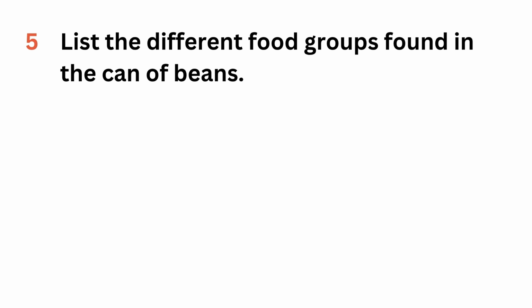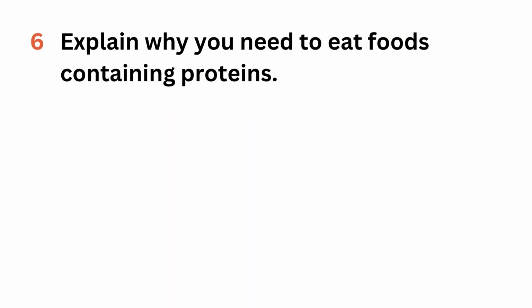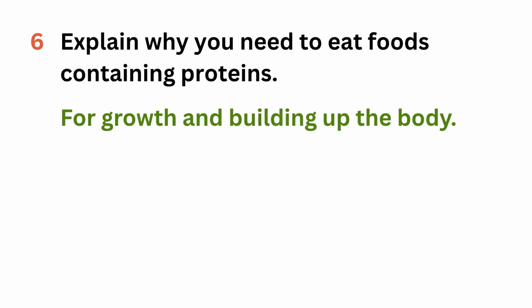Challenge. Question 5. List the different food groups found in the can of beans. The different food groups found in the can of beans are protein, carbohydrate, fat, and fiber. Question 6. Explain why you need to eat foods containing proteins. I need to eat foods containing proteins for growth and building up the body.